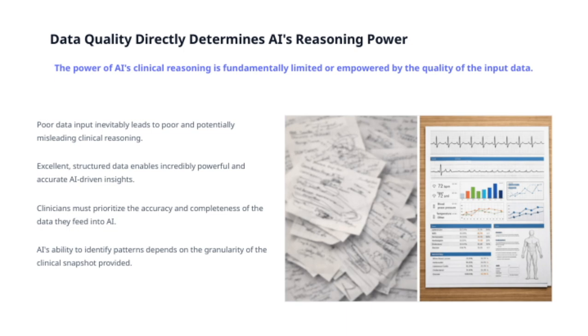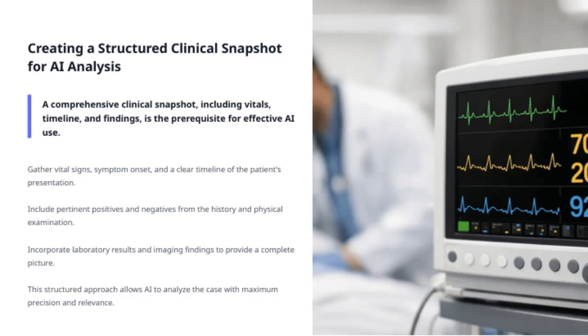AI into clinical practice. When approaching a complex clinical case, adopting a structured method is essential. This approach enables AI to analyze the case with maximum precision and relevance, ensuring we don't overlook critical details. Incorporating laboratory results and imaging findings helps paint a complete picture of the patient's condition. It's also important to include pertinent positives and negatives from both the history and physical exam. These details often guide us toward the right diagnosis.